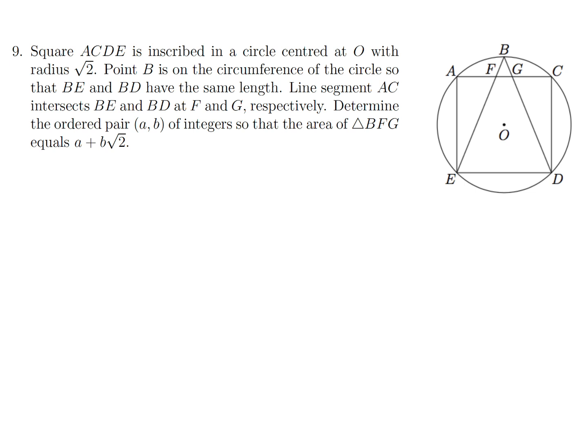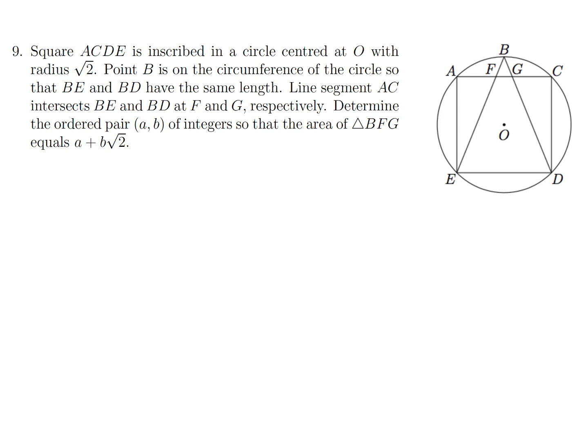Square ABCD is inscribed. ACDE is inscribed in a circle centered at O with radius root 2. Point B is on the circumference of the circle so that BE and BD have the same length. Line segment AC intersects BE and BD at F and G respectively. Determine the ordered pair AB of integers so that the area of BFG equals A plus B root 2.